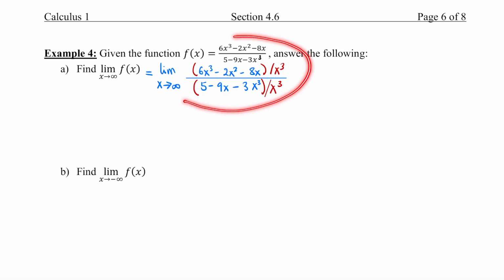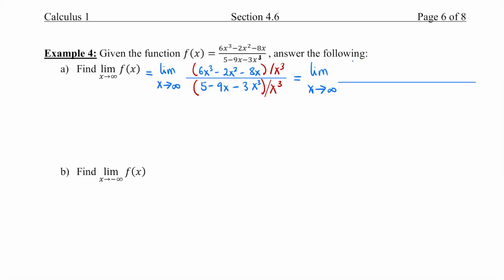Now, to simplify this expression, we'll take each term divided by x to the third. So we have 6x to the third over x to the third minus 2x squared over x to the third minus 8x over x to the third, over 5 over x to the third minus 9x over x to the third minus 3x to the third over x to the third.